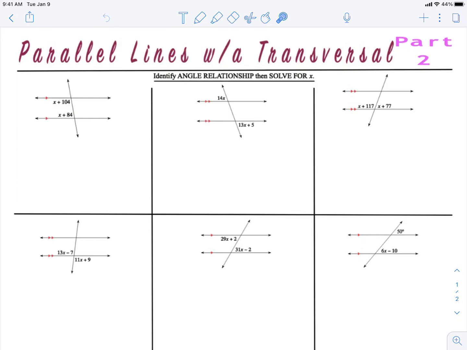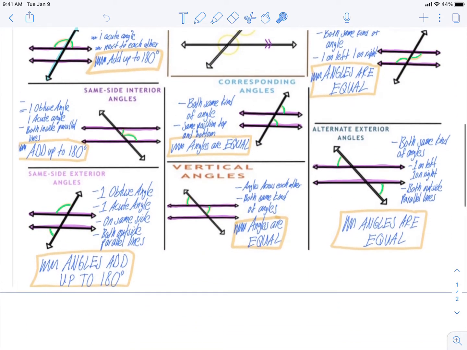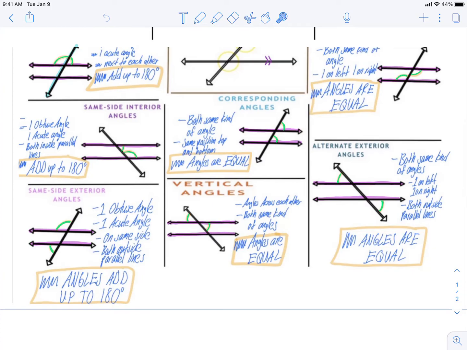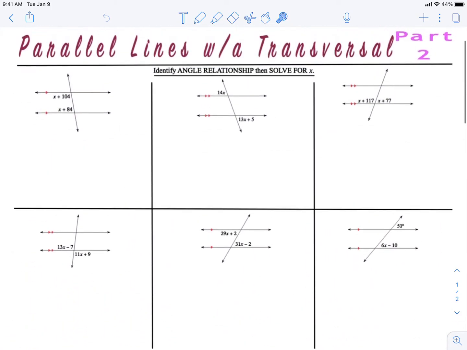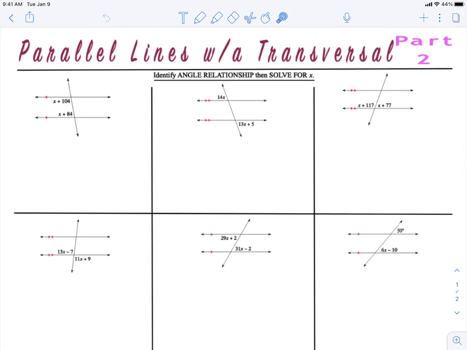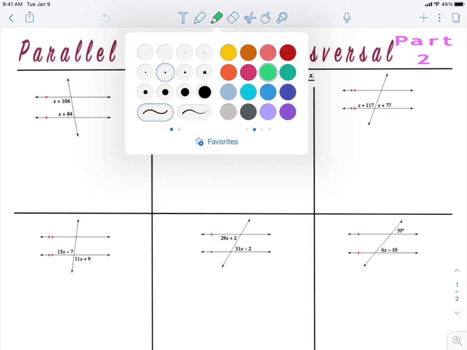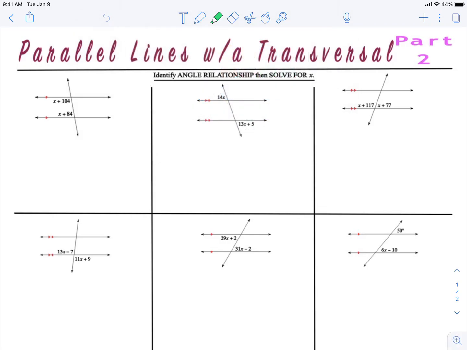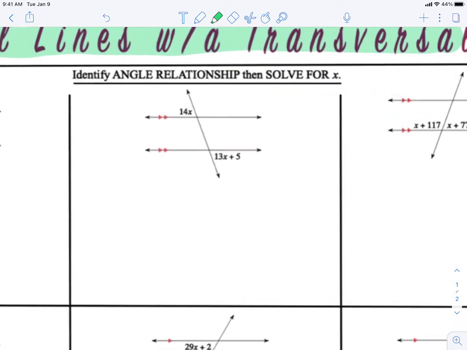Because we already covered parallel lines with the transversal as we started, right? Covering parallel lines with the transversal, and we did it right here. And these are the notes that we're going to need, as a matter of fact. So we are definitely using our notes, right? So let me highlight here the name of our parallel lines with the transversal part 2.